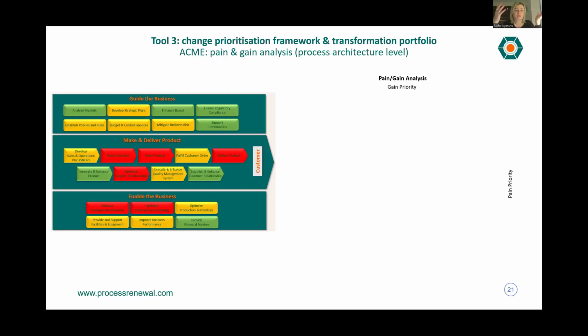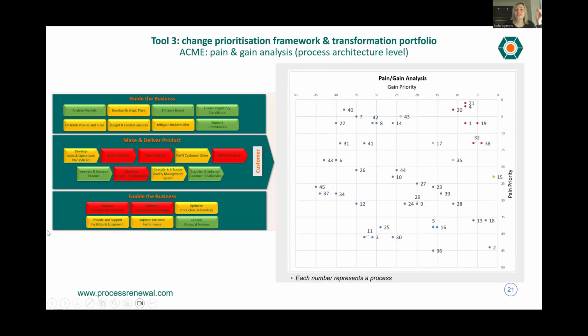If you have data for it, great. If you don't, then it is really subjective. So how does it work? In a pain and gain, I'll take you back to the North Star. If you remember that rating, the numbers on the right-hand side represent the process. So for example, 21 is fulfill customer order, okay? So how does it work now?